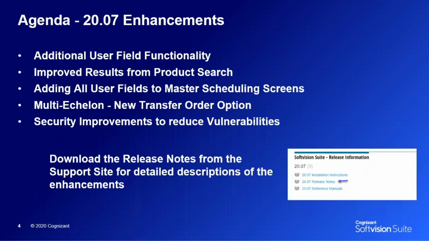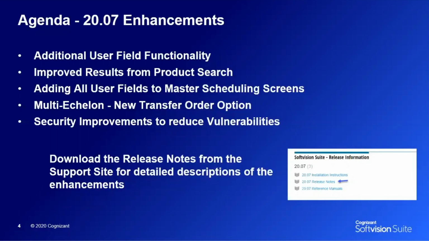Thanks, Megan. So today we're reviewing the enhancements in version 20.07. These enhancements include additional user field functionality. You're able to create lists and select from drop-down lists in the user field. We also have improved results from product search. You're able to select the value of some of those user fields, any of the values you put in, so it makes it handy to find your products.